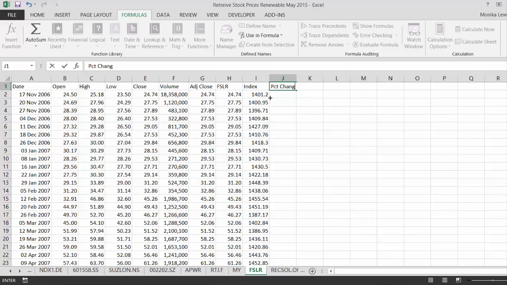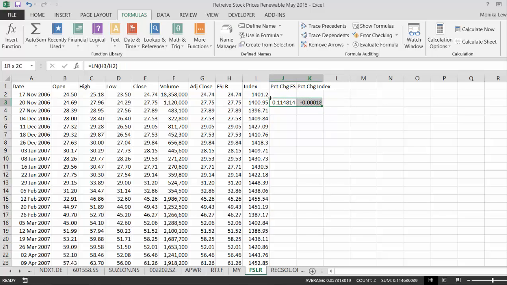And then let's do the percent change in FSLR, and percent change in index. Now we need to go to this one, divided by the last. Well, let's do the fancy. You're supposed to do log of this one divided by this one, and then this just goes across, and you can graph it and do all kinds of distributions.